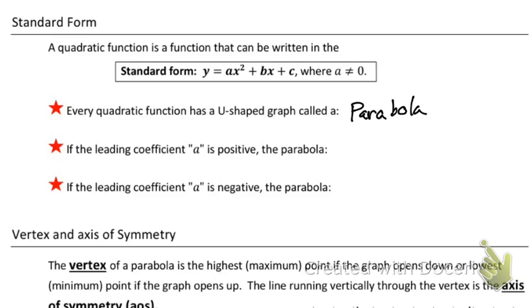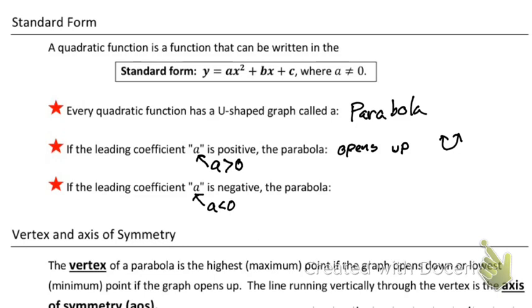If the leading coefficient a is positive, in order for a to be positive, that means a is bigger than 0. We have a parabola that is shaped up. The parabola opens up. In other words, it's a U-shape. And you think about x squared. X squared is our basic parabola. It is up. If your leading coefficient a is negative, that means our a is less than 0.